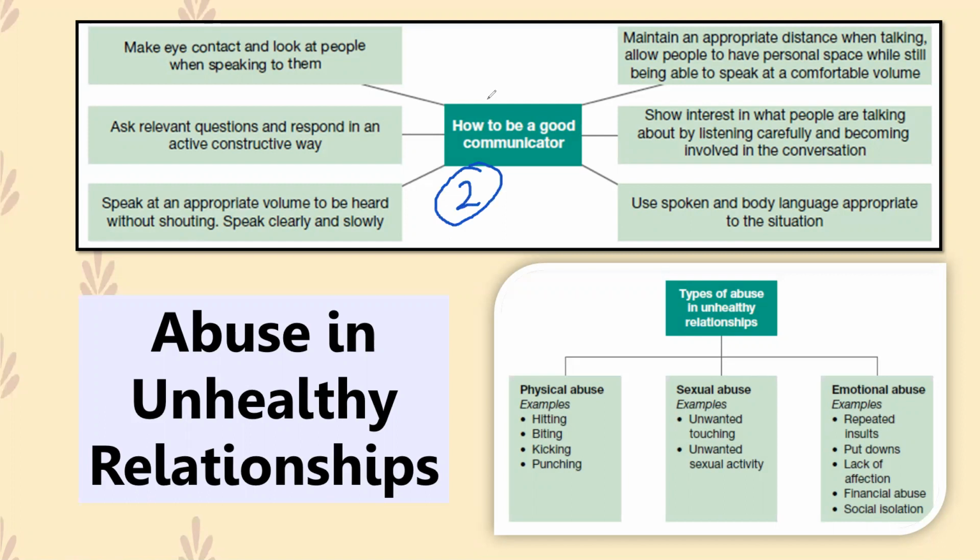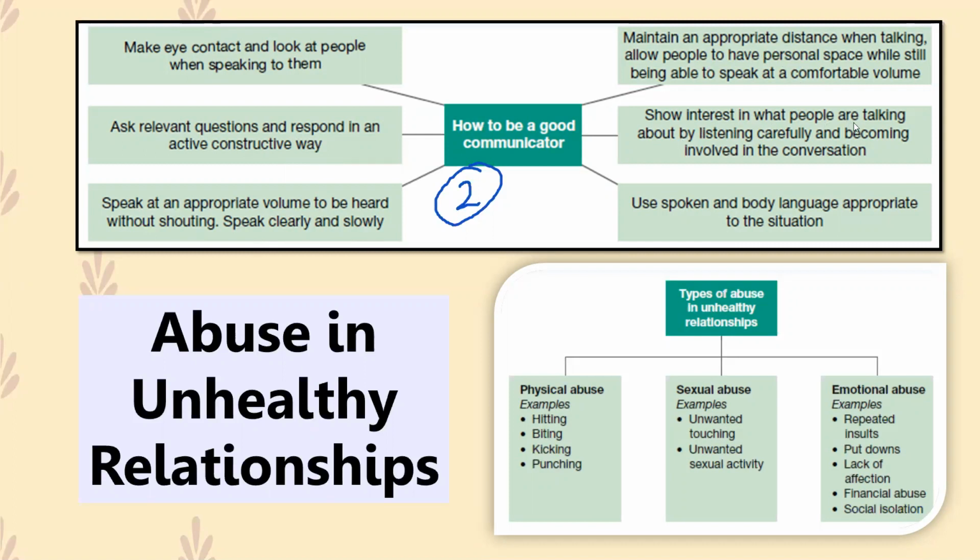Not more than that. So obviously make eye contact when you're looking at people and speaking to them. Ask questions in a constructive way. Don't ask questions that attack another person, basically don't be passive aggressive. Speak at an appropriate volume, speak clearly and slowly. When you're talking to someone, maintain an appropriate distance and respect the fact that some people value their personal space quite a lot, and they don't want you all up in their face.